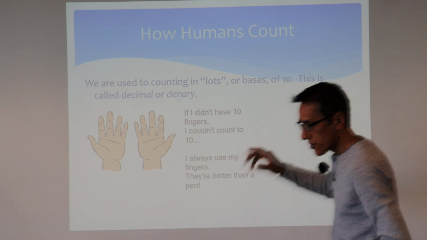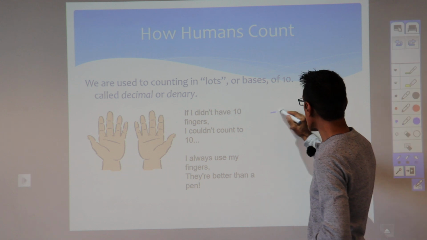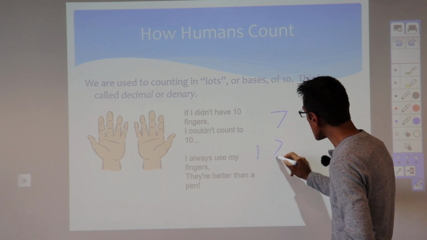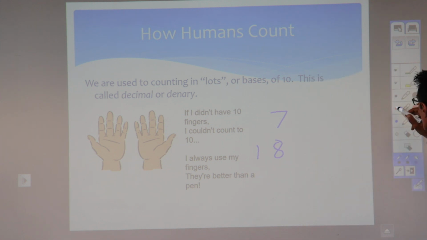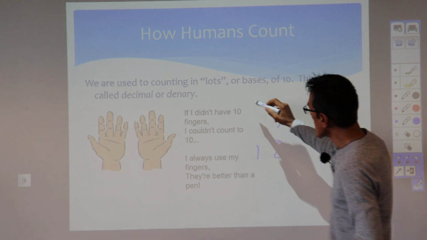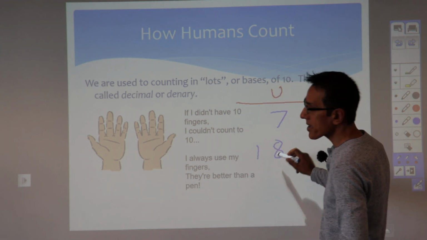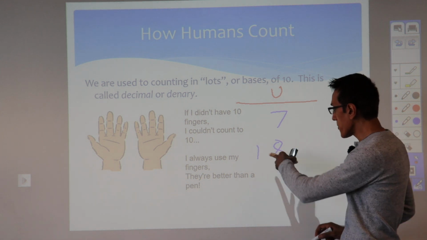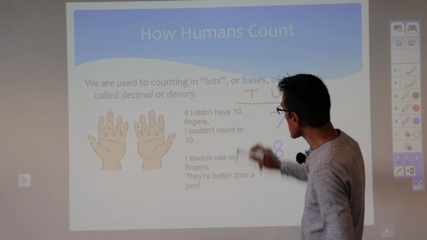Let me show you a couple of numbers. The number 7 and the number 18. Why is this known as a 7? Because it's positioned in the column which represents units. This is the number 18. It's made up of 10 plus 8. The symbol 1 represents a 10 unit.